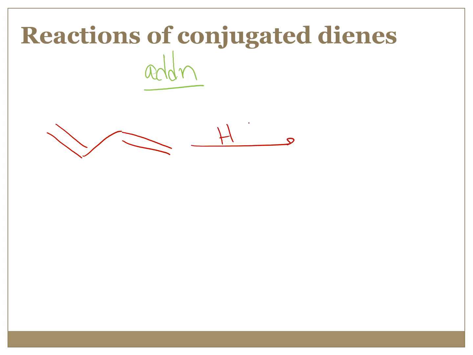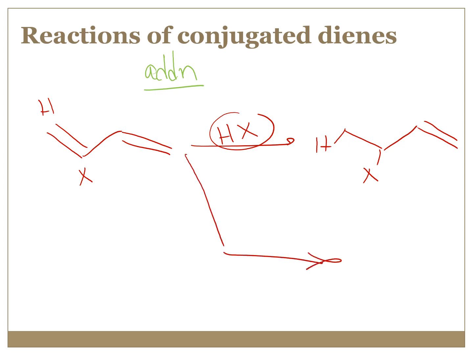If you add a hydrogen halide to this compound, what do you expect? You expect the hydrogen halide molecule to add to one of the two double bonds. So you should expect to get this product, a hydrogen here and a halogen here, and the double bond is here. And if you add another molecule, you should get another addition. However, this is not the only product you get. You get a double product. You get hydrogen here, halogen there, and the double bond moves to the middle bond.